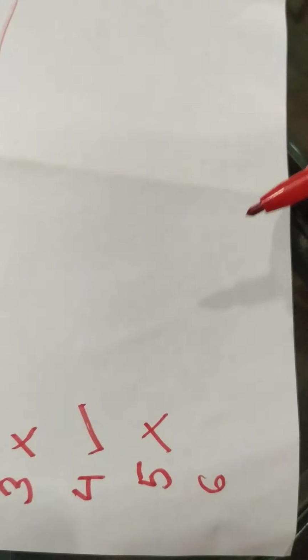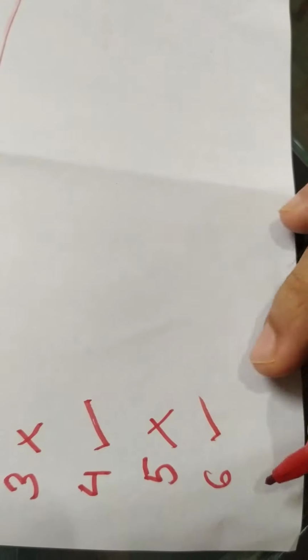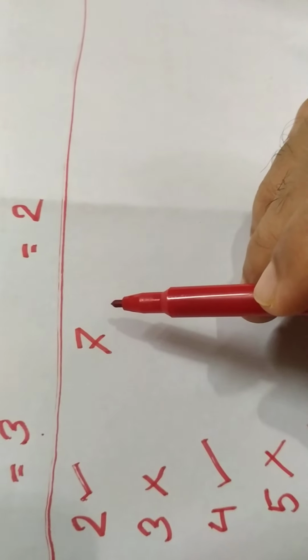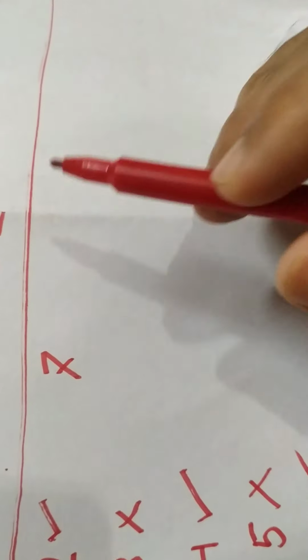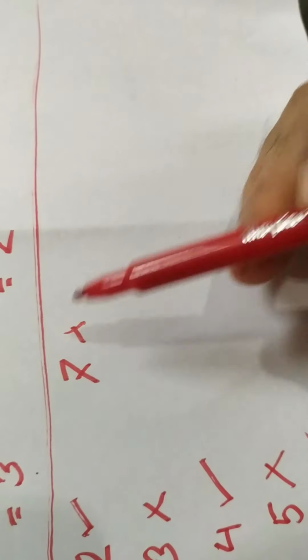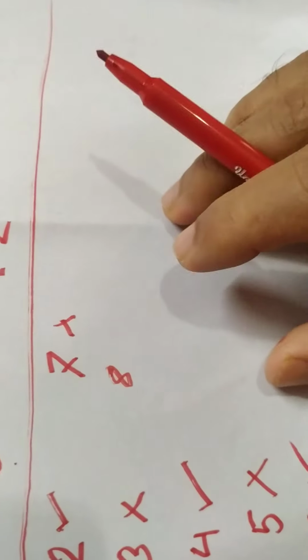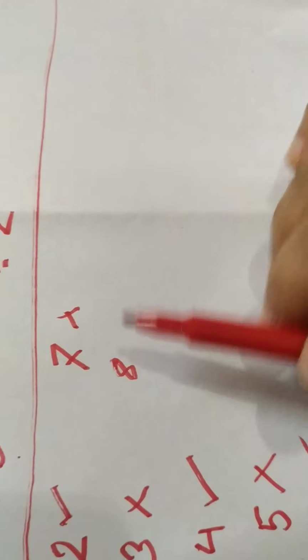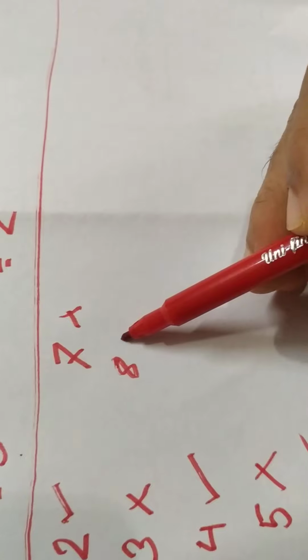What about 6? 6 divided by 2 gives me 3, and there is no remainder. So this is even. Let's take 2 more examples. What about 7? 7 divided by 2 gives me how much? 3, but there is a remainder of 1. So it is odd. What about 8? 8 divided by 2 gives me what? 4. So this is indeed even.